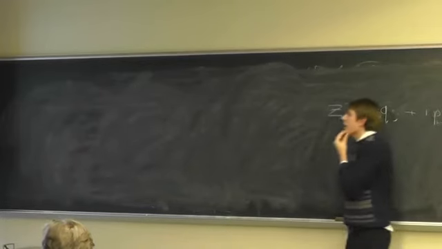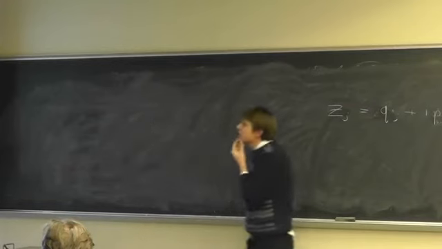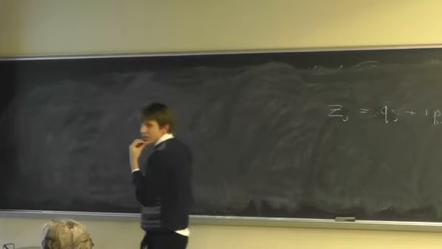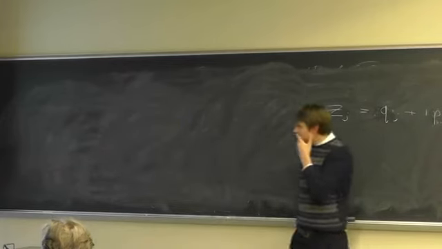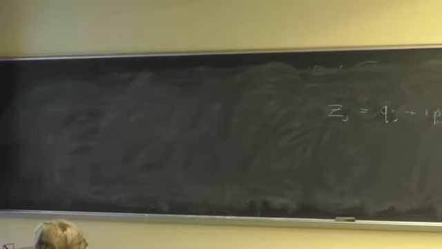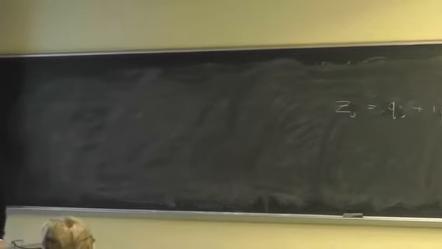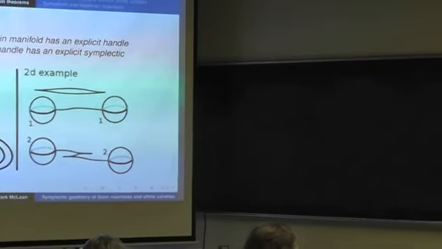Here's a result by Weinstein, which says that every Stein manifold has an explicit handle decomposition, and each handle has an explicit symplectic structure on it. I'll explain the complex one-dimensional example, which is real two-dimensional, which is here. So this is describing Stein manifolds up to symplectic morphism.